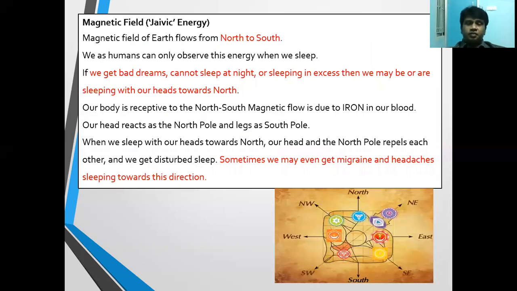Then the magnetic field. See, in the magnetic field, Earth is a magnetic, a big magnet. So it has a north pole and a south pole. As per this magnetic field, in a human being, see the picture, the head is in the north direction and the feet are in the south direction.